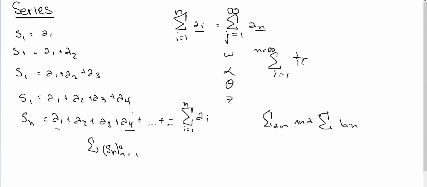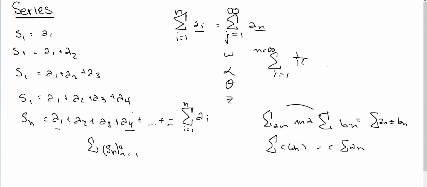So if we were to say an and bn are both convergent, then if we had something like the sum of c times an, this can actually be written as c times the sum of an. Similarly, if we wanted to add an and bn, the sum would also be equal to the sum of an plus or minus the sum of bn. We wouldn't have to separate the series.